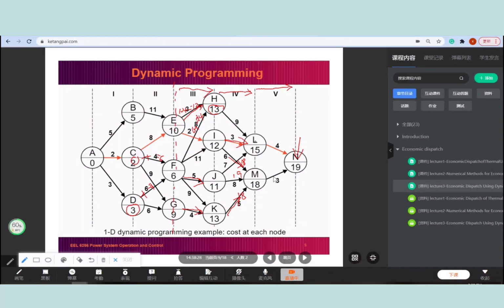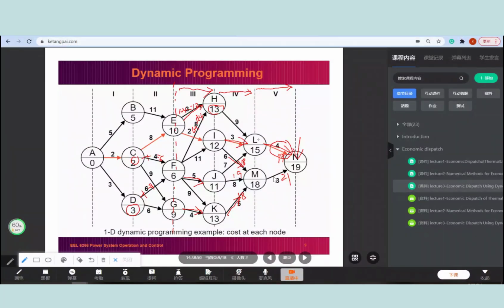Okay. If you travel from L to N, the best cost will be 15 plus 4, which is 19. If you travel here, 19. If you travel here, 21. So that means this is the best path. So how to travel to N? You should choose from L to N.